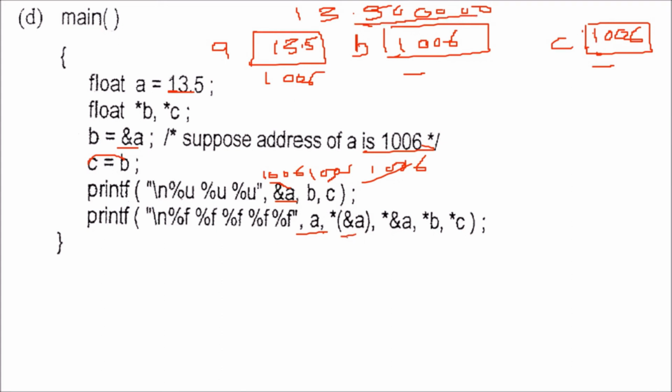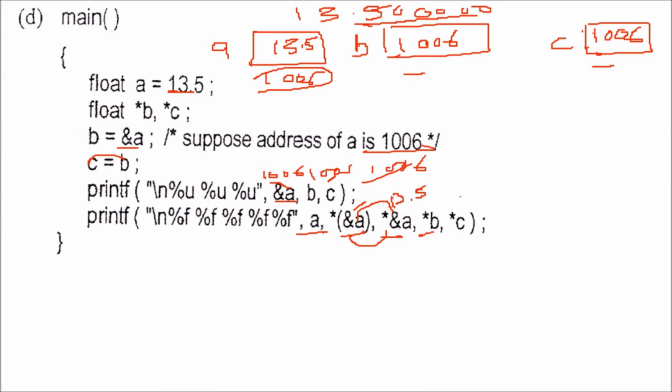Then the value at the address of A. The address of A, that is this one. What is the value? 13.5. Again 13.5 will come. Now see, these are similar. These are similar because they are not in any expression right now. That is why they are similar. So this will also print the same thing, 13.50000.